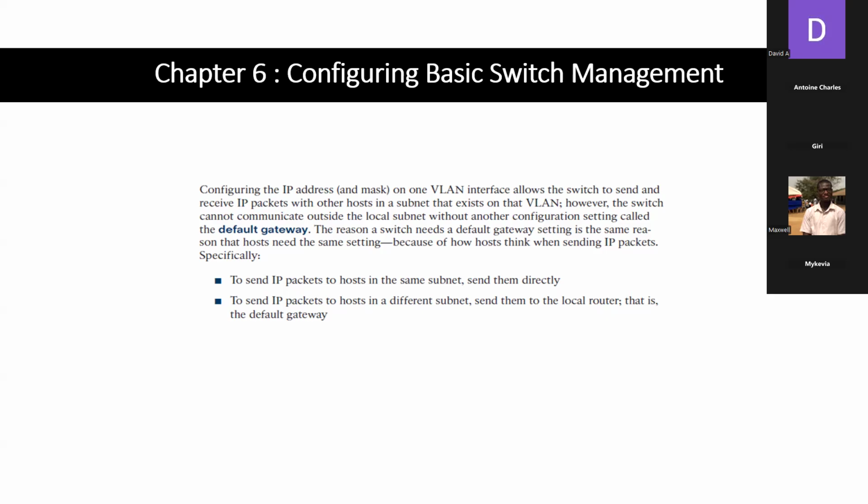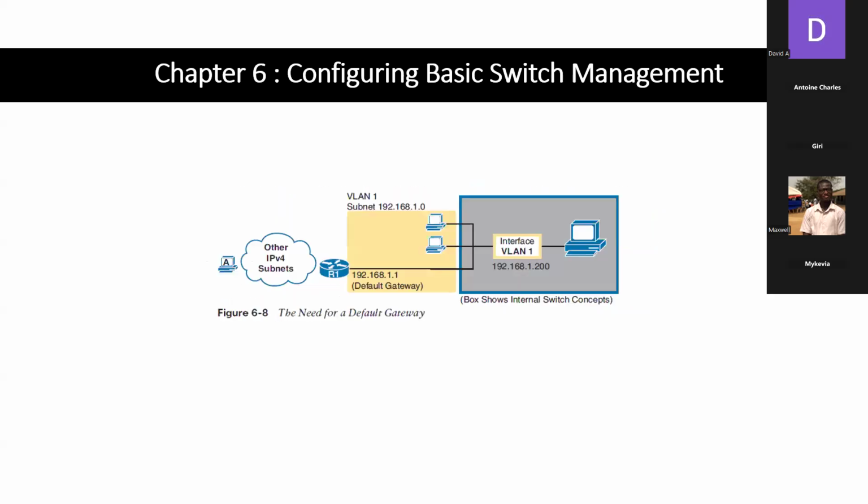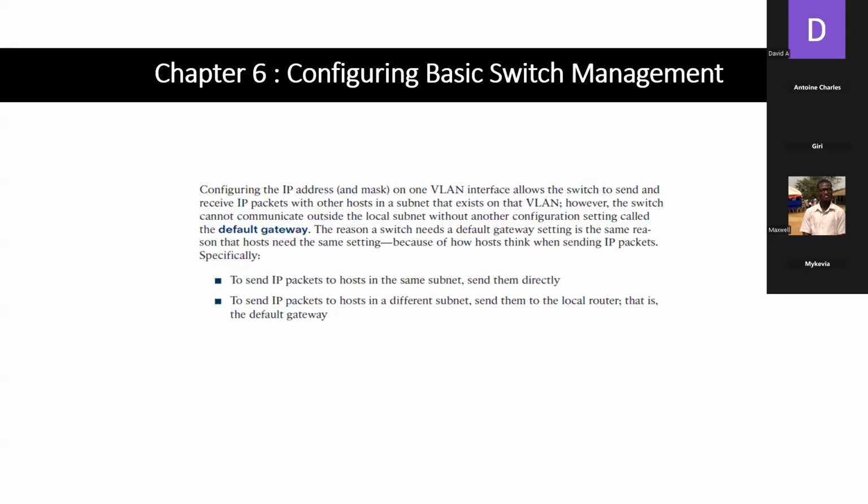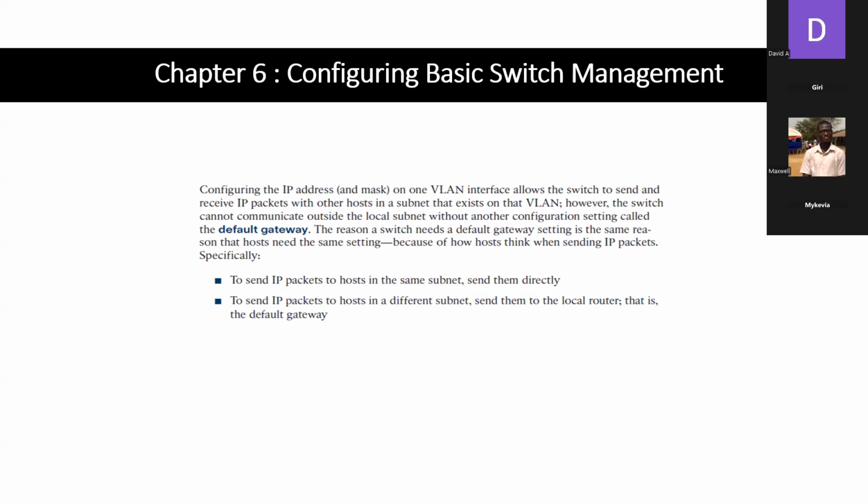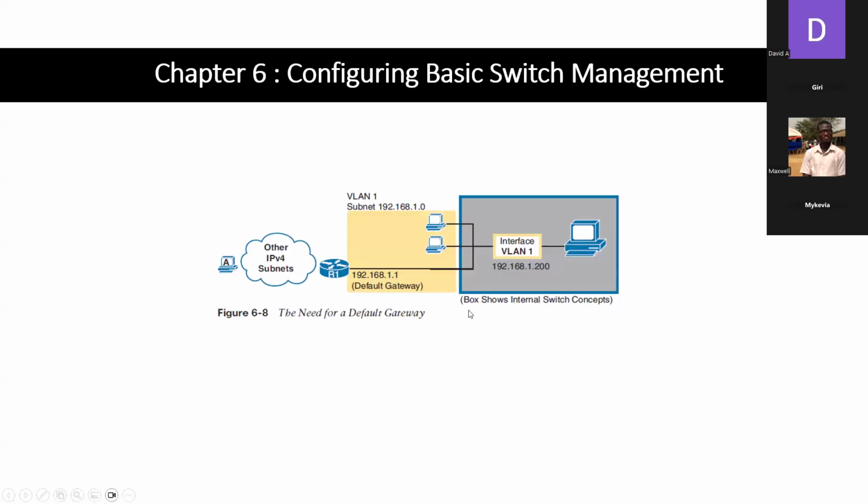Okay. But let's say Antoine was in the engineering VLAN, and Gary was in the sales VLAN. They would need to send to their local router, aka their default gateway. Okay. That's the concept of needing that default gateway.